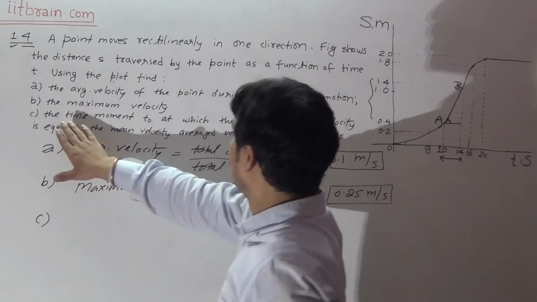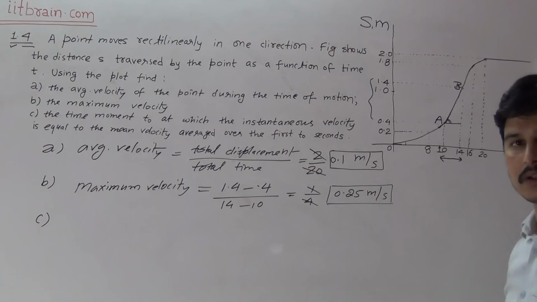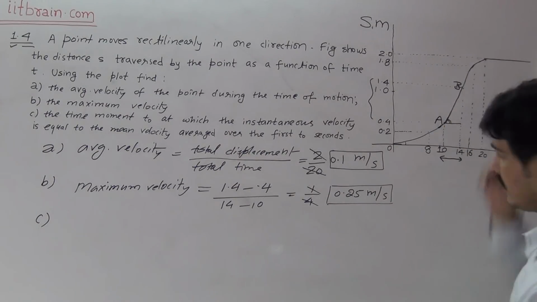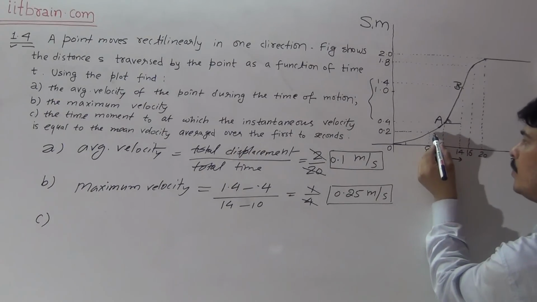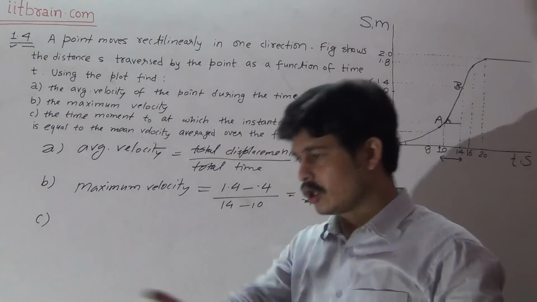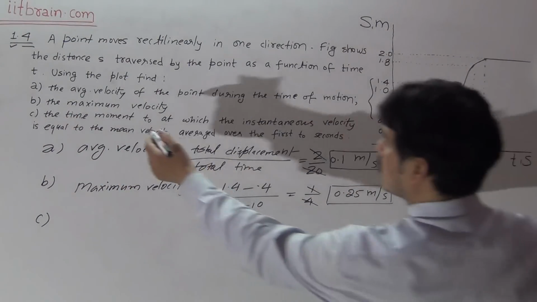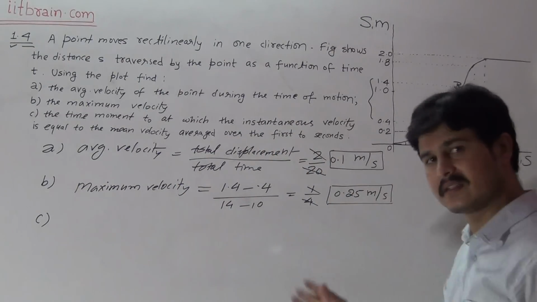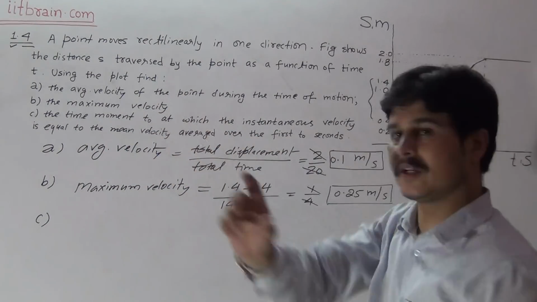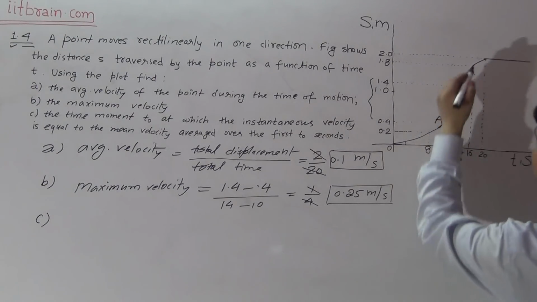The C part of the problem is the time moment T naught at which the instantaneous velocity is equal to the mean velocity averaged over the first T naught seconds. We know that instantaneous velocity can be obtained by taking a tangent in the graph. So for instantaneous velocity, we can take a tangent at all the parts of this curve. But the direction of average velocity will always be the direction of the line joining the first point and last point. So our question is to find the time moment at which the instantaneous velocity, which can be obtained easily by taking a tangent in the curve, is equal to the mean velocity averaged over the first T naught seconds.